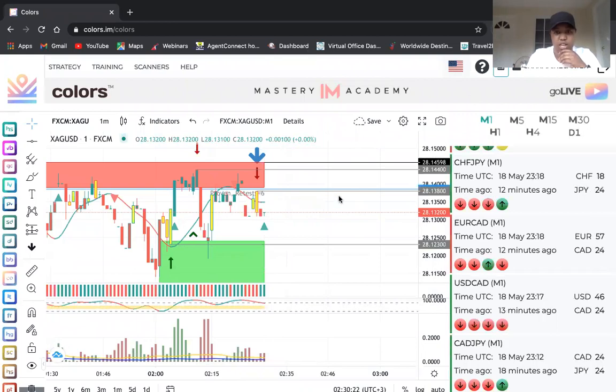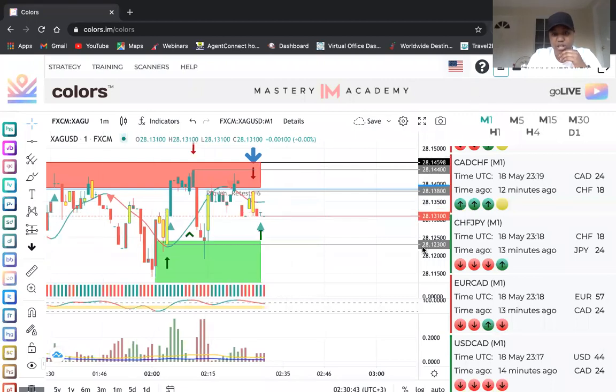It's saying the SL red box and TP green box is invalid. Don't know why. All right. So what you would do, this would have been your TP, guys. If this market was to still come down here, which it will because sellers are creeping into the market, your TP would be 28.12300.